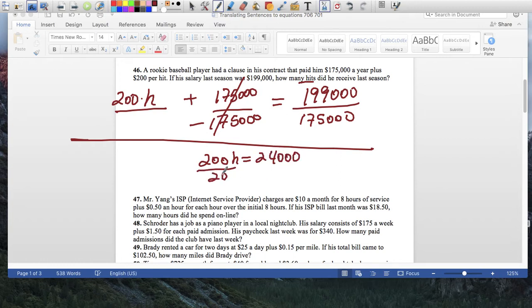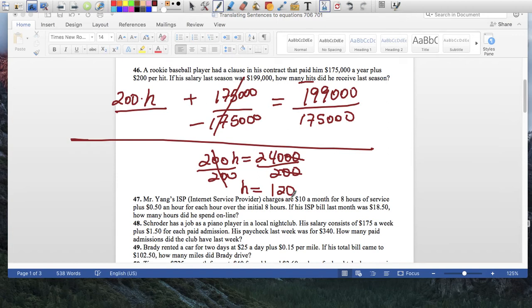Divide by 200. Divide by 200. I can cross these two zeros out. Right? Whatever I do to the denominator, I can do to the numerator. And I have 240 divided by 2. This becomes 1, and H equals, and 240 divided by 2 is 120. So he had 120 hits.